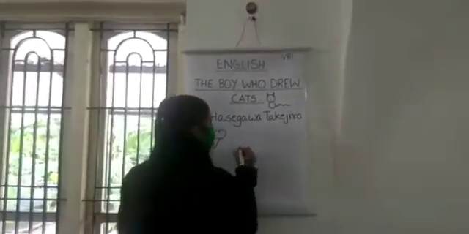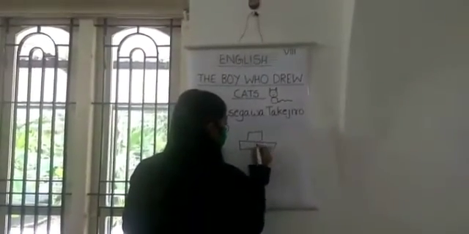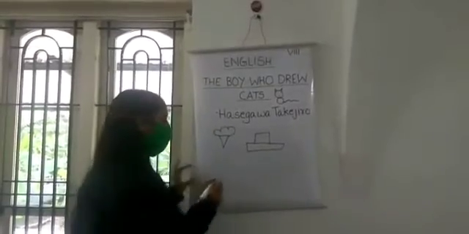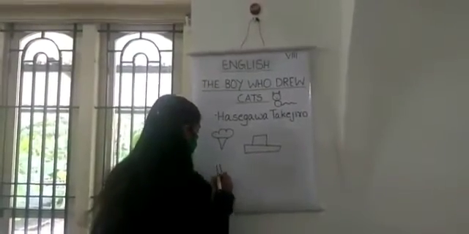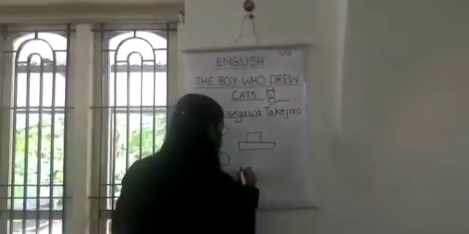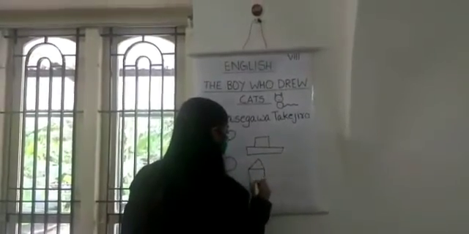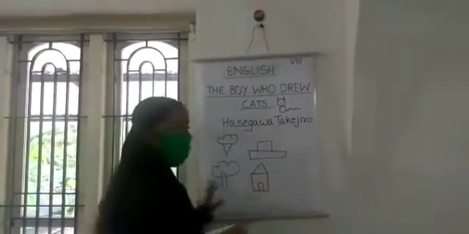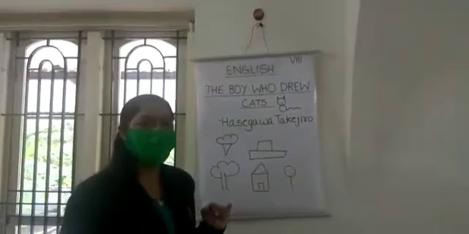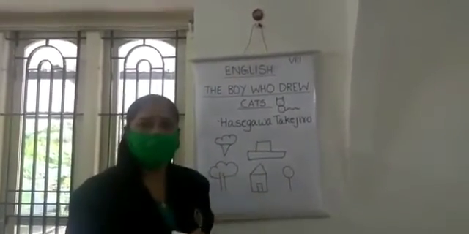Then I will draw the picture of a car. Then I will draw the picture of a tree. Then a house. And I will draw the picture of a balloon. So, did you notice something? I have drawn all the things that we see around us.